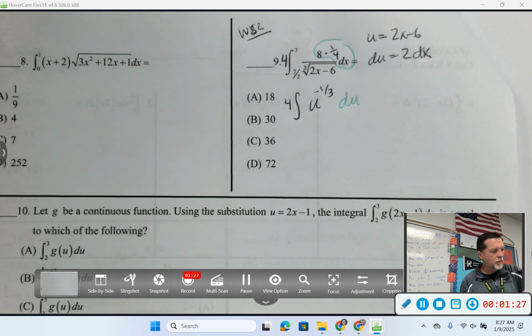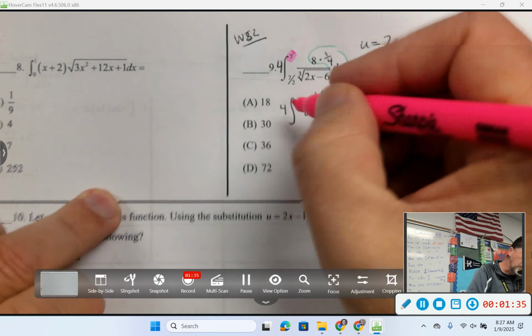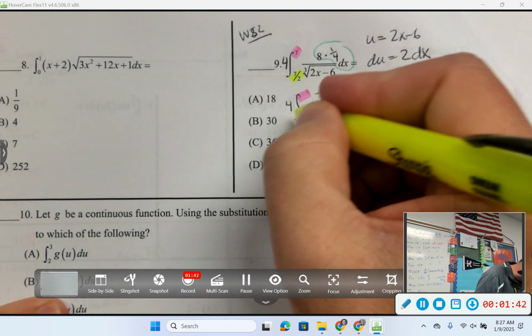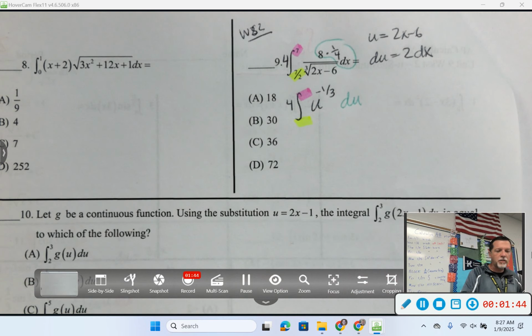I need to change the limits. Unless you want to take the antiderivative, put the x stuff back in, and use the original limits. But I'm almost always going to change the limits, again, for really the sole reason that I can write a test question to force you to change the limits, so you may as well get used to doing it.